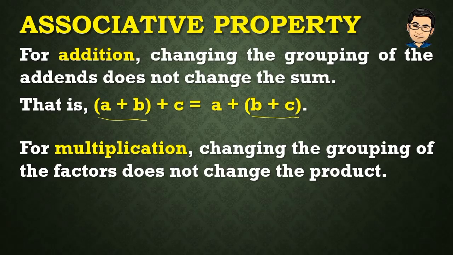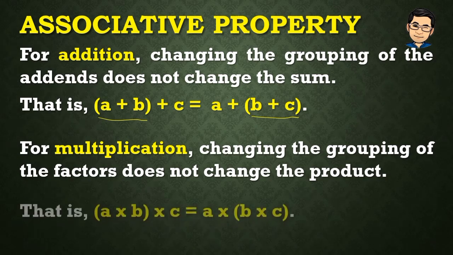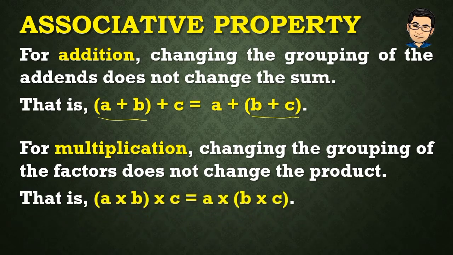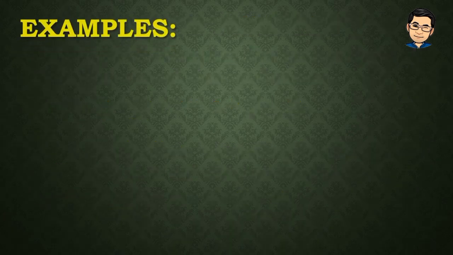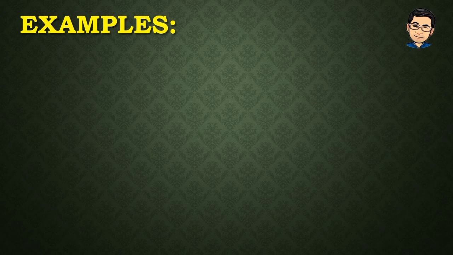Next, for multiplication, changing the grouping of the factors does not change the product. So, ganun pa rin. Kahit ipag-multiply natin ang A and B, i-group natin yung A and B, tapos i-multiply natin sa C, kapareho lang siya ng A, multiply natin sa product ng B and C. Okay? So, tatandaan, magbago man yung grouping ng addends and factors, hindi magbabago yung sum and product. So, para patunayan na hindi magbabago yung result, kahit na nagbago yung grouping ng addends and factors, let's have examples.